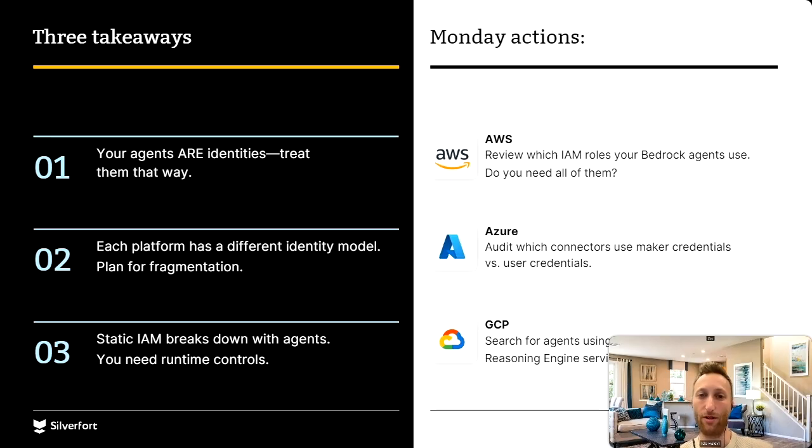Treat them with the same rigor as you apply to any other privileged identity, okay? Because they are privileged by their nondeterministic behavior. Second, each platform models identity differently. If you are multi-cloud or multi-platform, it doesn't really matter. But if you're building agents on more than one framework or one infrastructure, you need to take into consideration the different identity model that each platform has, right? And plan for fragmentation, because you can't assume they are consistent.